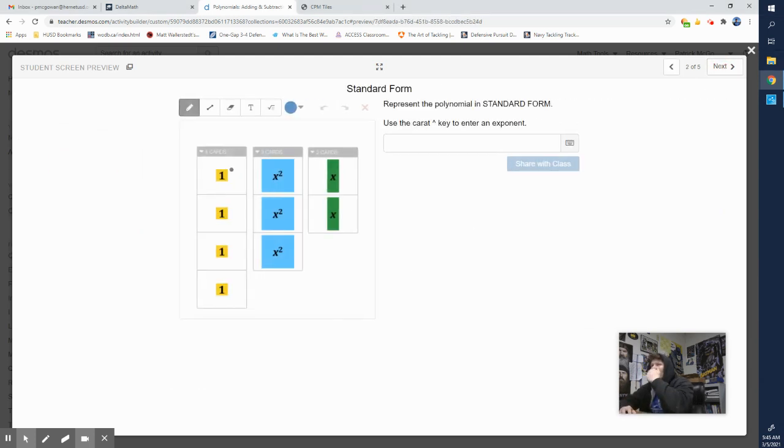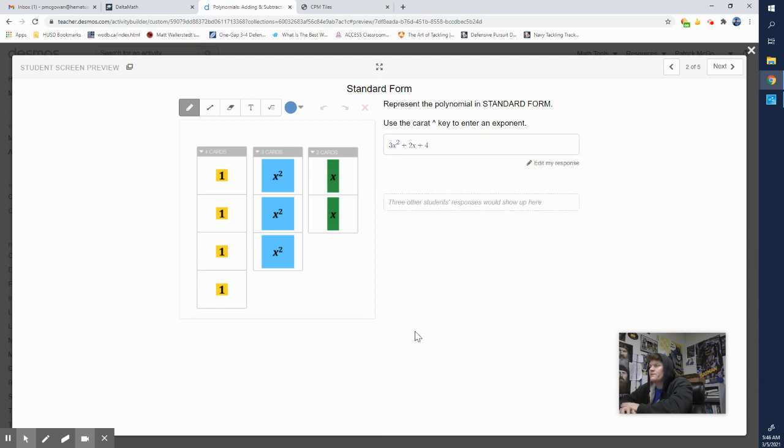So combining my like terms, now I could use that and write my polynomial in standard form. Now, standard form is actually not as tricky as you might think. All you have to do is just put the biggest exponent term first and work your way down to the constant. So for this problem, I want 3x squared plus 2x plus 4.